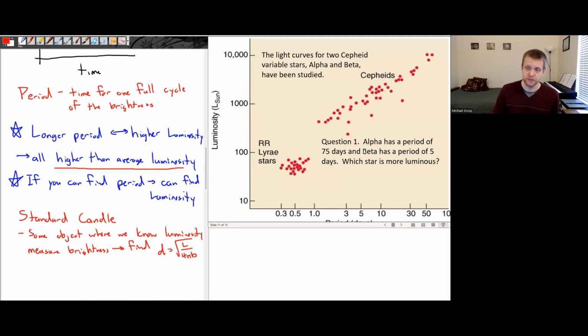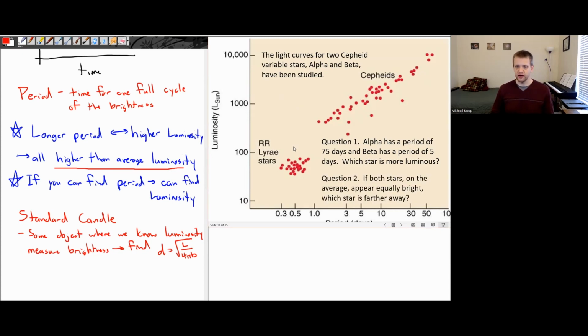Okay, so alpha has a period of 75 days, beta has a period of 5 days. Well, we said that the longer the period, the higher the average luminosity. So if we have a longer period, around 75 days, that's going to be a higher average luminosity than if we only had a period of 5 days and a lower luminosity. So alpha would be much more luminous.